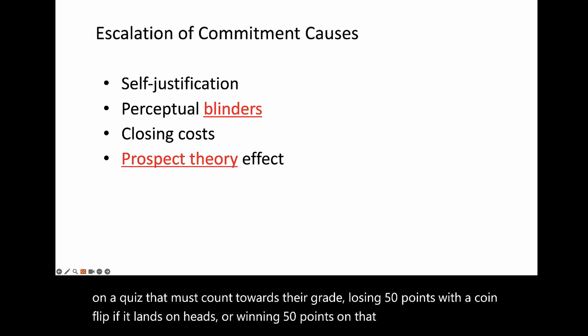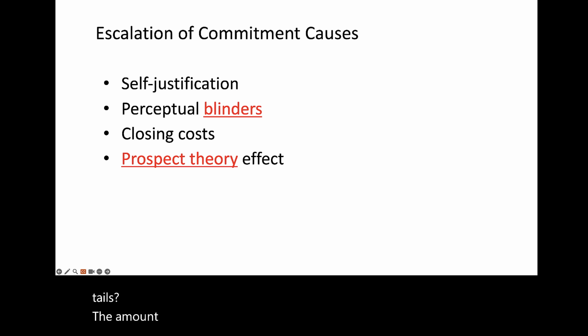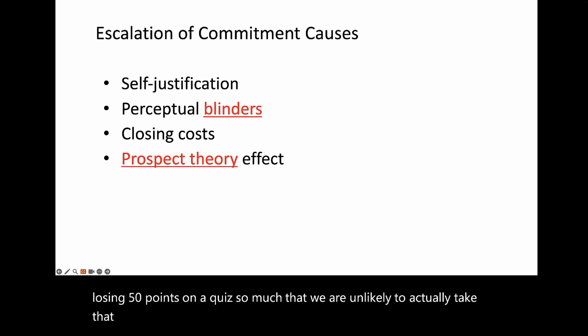The amounts you win and lose are the same, but we dislike the possibility of losing 50 points on a quiz so much that we are unlikely to actually take that bet. Decidedly fewer than half of the class would take that bet, and the likelihood of that should be 50%. Let's move on.